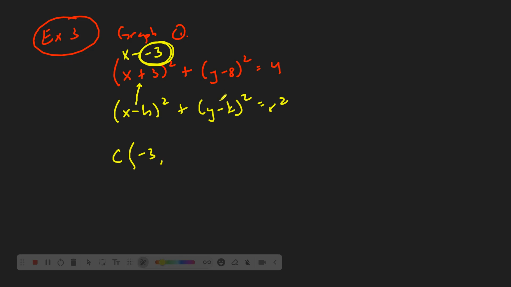Now in this case, my y is a minus, so your k is just the 8. So it is positive 8. So there's my center: negative 3, positive 8. Again, that's my h and k.